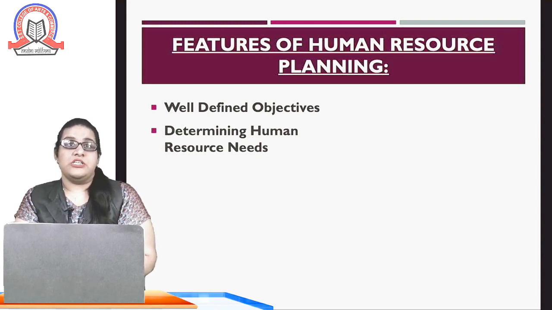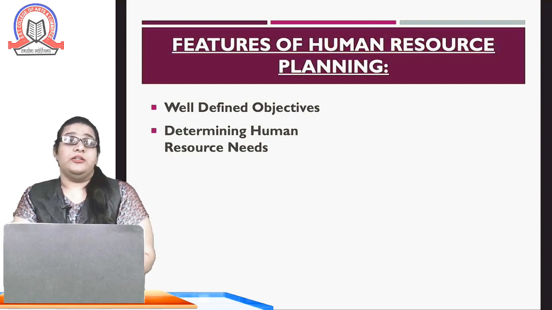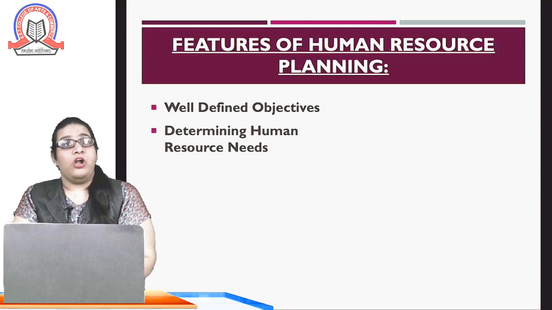Overstaffing means we have more people than required, more employees, and understaffing means we have fewer employees than required. Overstaffing will lead to high cost for the company, and on the other hand understaffing will lead to a burden on the existing employees, more workload for the existing employees. So we want a sufficient number of employees, so HRP helps in determining the exact number of employees we need.